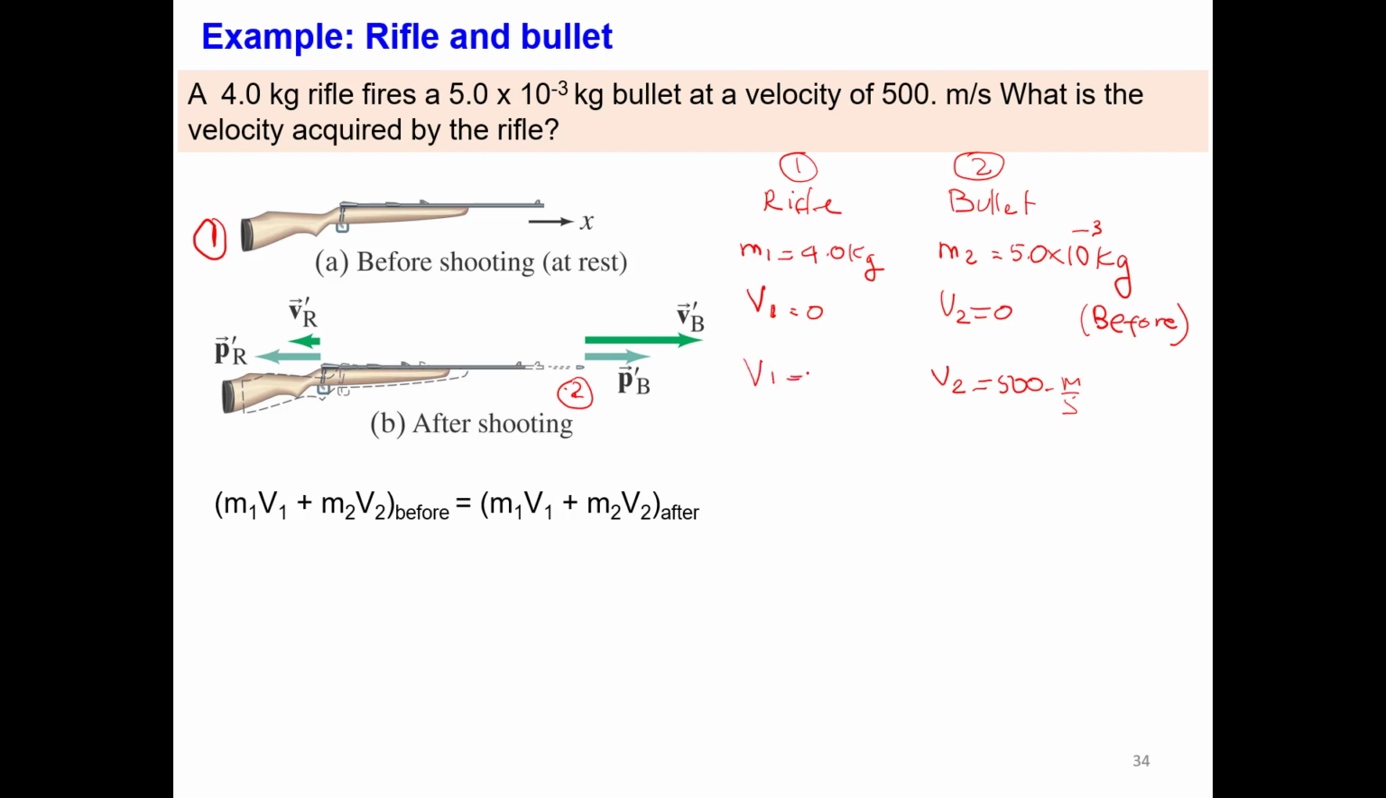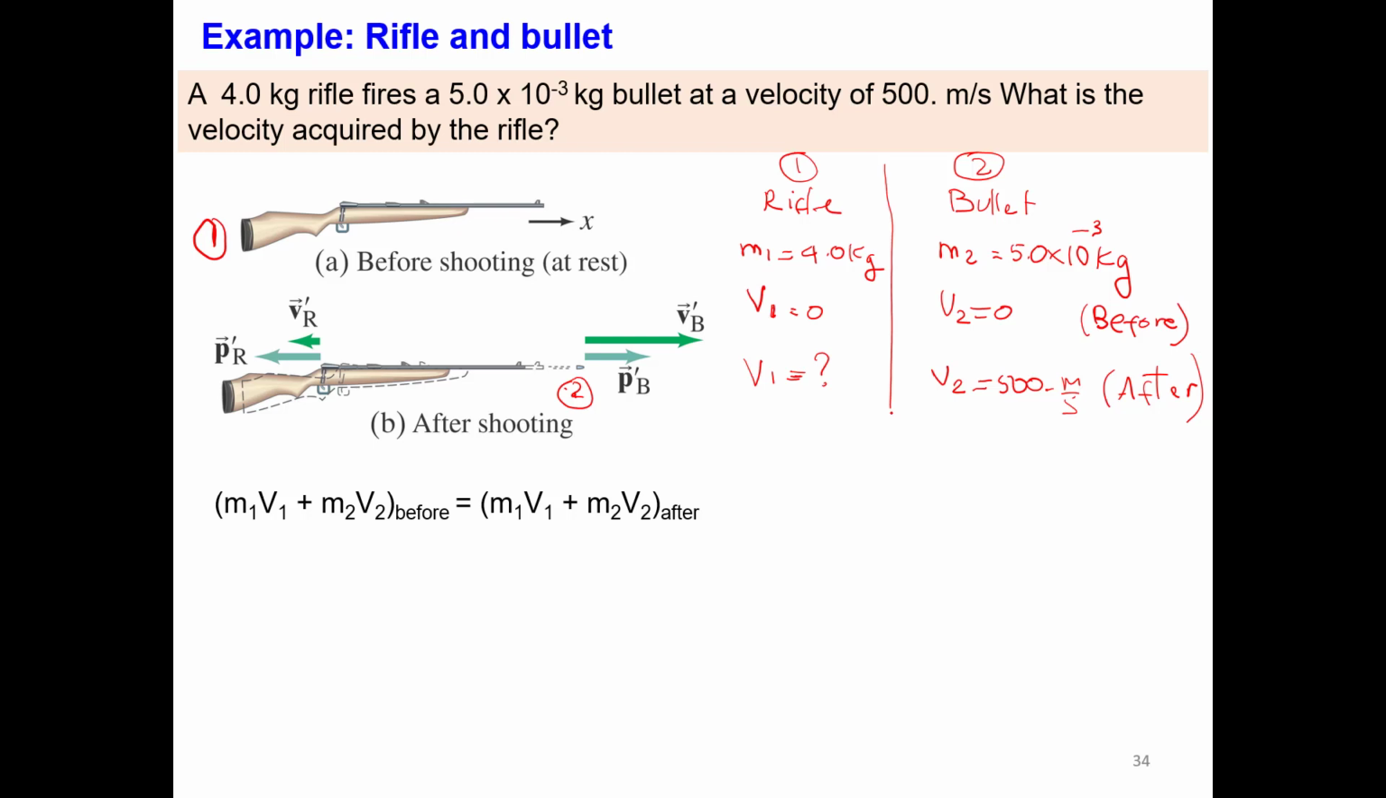But we don't know this one. This is the velocity we want to calculate, and this happened after. And we had this situation, we had this information. Now let's try to start with the conservation of momentum equation.